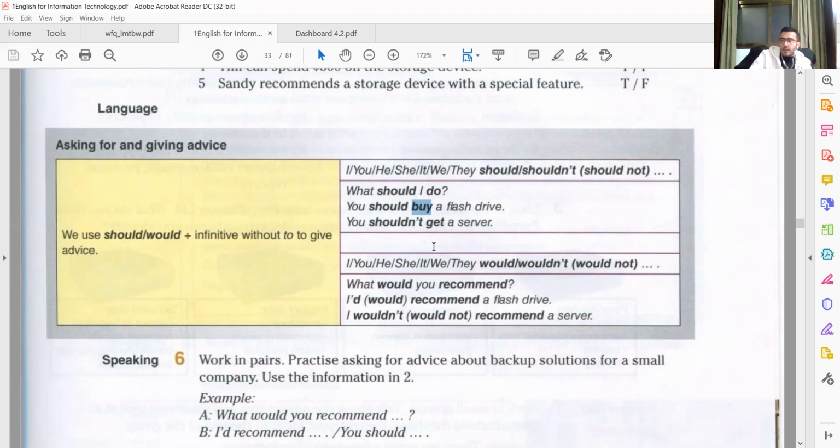Would you help me with this? Would you open the window? Would you close the door? Would you give me your book? Okay, this is how I ask someone to do something.